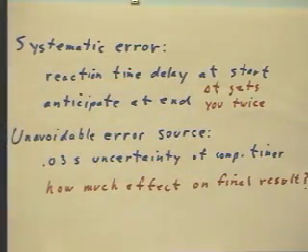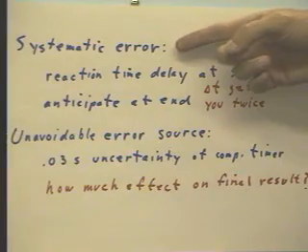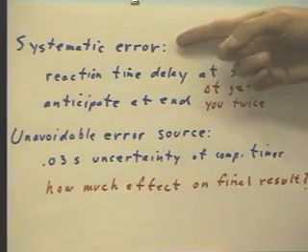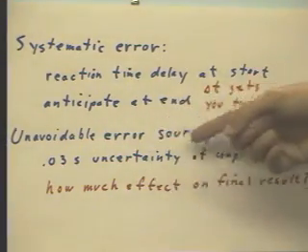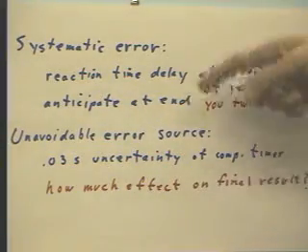We want to talk about two kinds of errors. One possible error we could make is a systematic error, and then there are unavoidable errors. We'll talk about the difference.